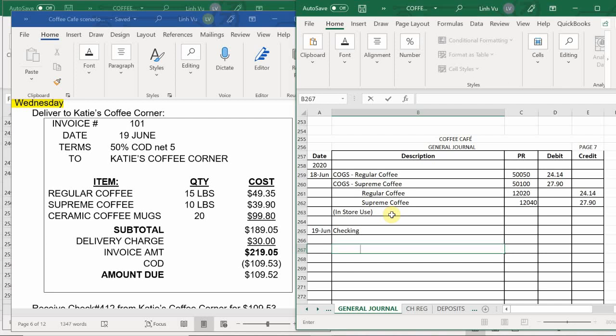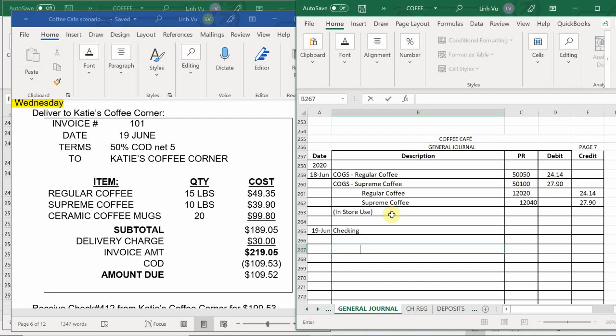Okay, let me see. COD is a charge on delivery, no? Yes. Cash on delivery. And the amount due, I don't know. Did they pay? Okay, good. So this person didn't pay. Did we give them terms? 50% COD and net 5. So you have to pay 50% of the charge when he receives the coffee and the rest in 5 days? Correct. So if this person owes me in 5 days, what do we call that?